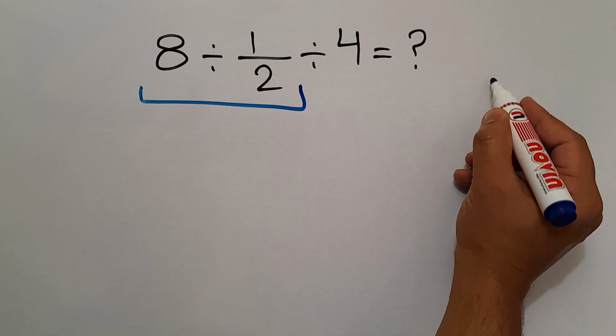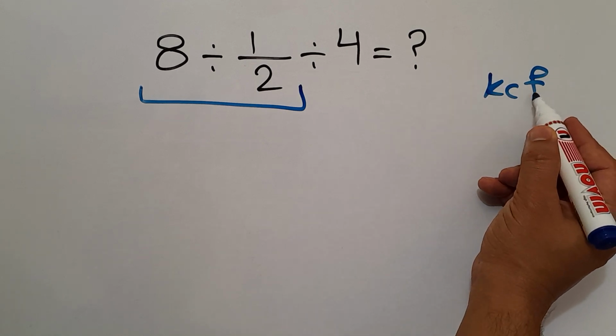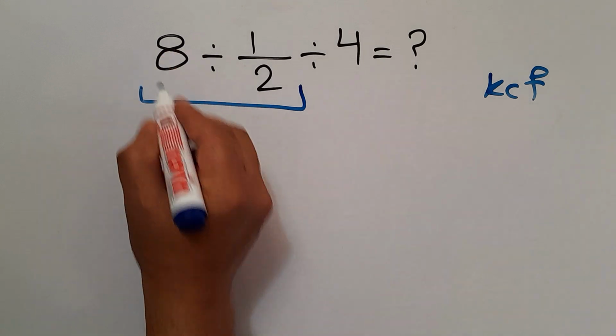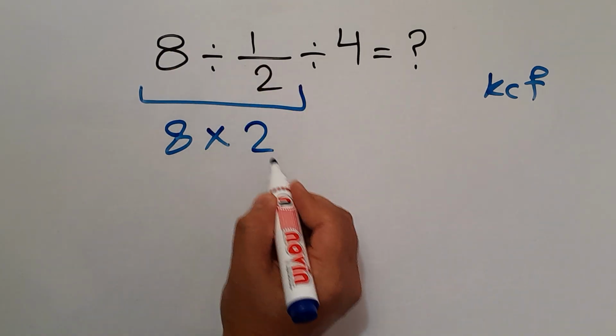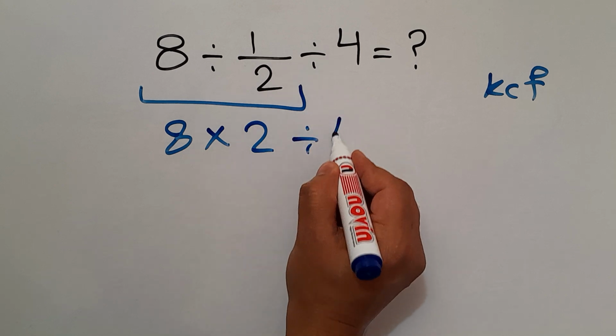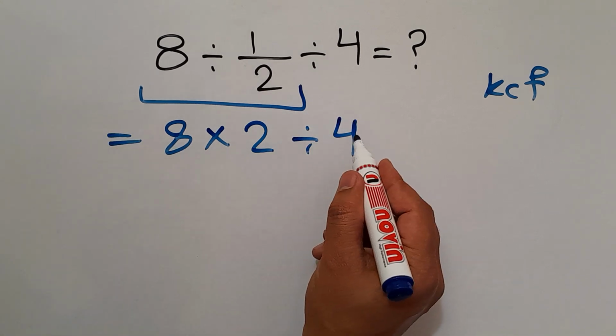According to the KCF rule, K stands for keep, C stands for change, and F stands for flip. Keep the first fraction, change division to multiplication, and flip the second fraction. And divided by 4. So we have 8 times 2 divided by 4.